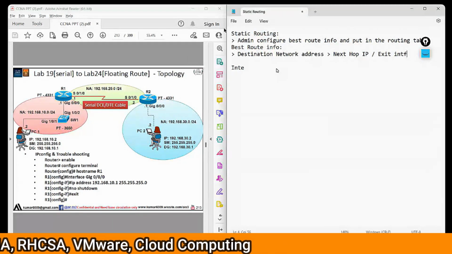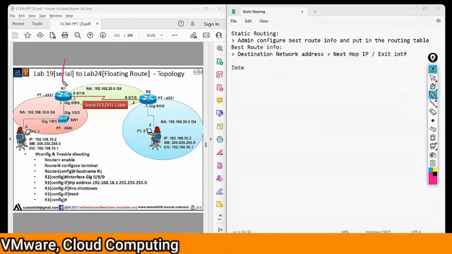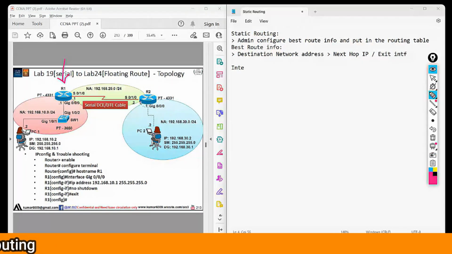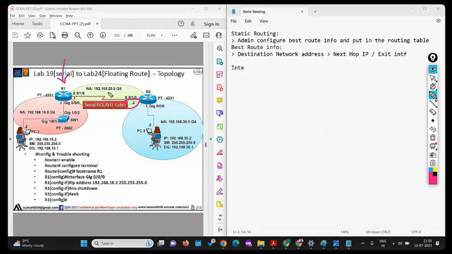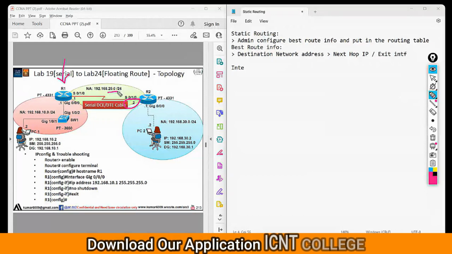For example, take this topology. I'm going to configure a route in R1. Now in R1, if I know the next interface IP, you can see this IP address, .2, that is 20.2. So I know the IP address. Then I can go to the router and say you want to go to this 30.0 network, your next hop IP is 20.2. Understood?